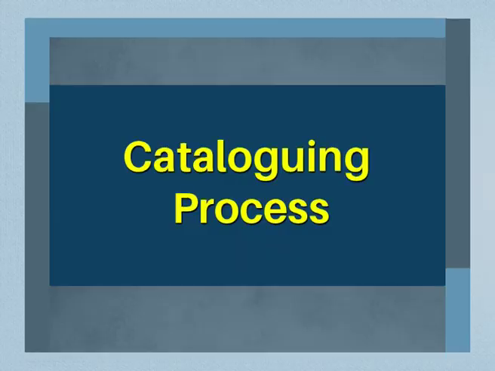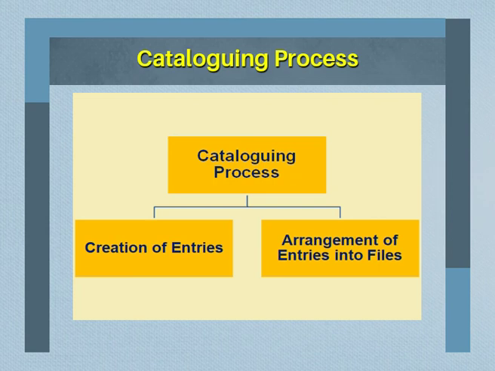So, as we all know, a catalog is a tool that helps the users to identify the documents available in the library, and the catalog is only the end product. For reaching that level, we have to do certain processes by which we can create the catalog and make it available for the users. As far as the cataloging process is concerned, there are two activities involved in it.